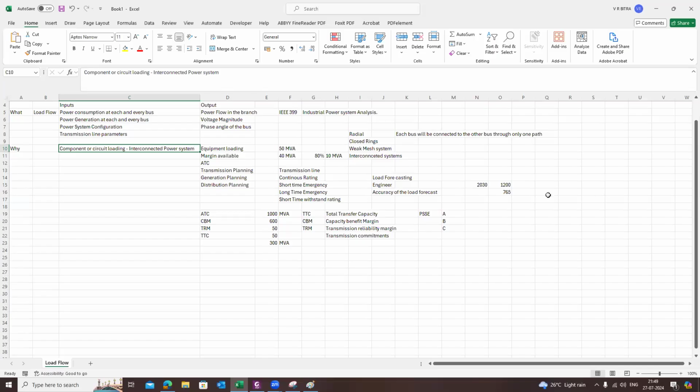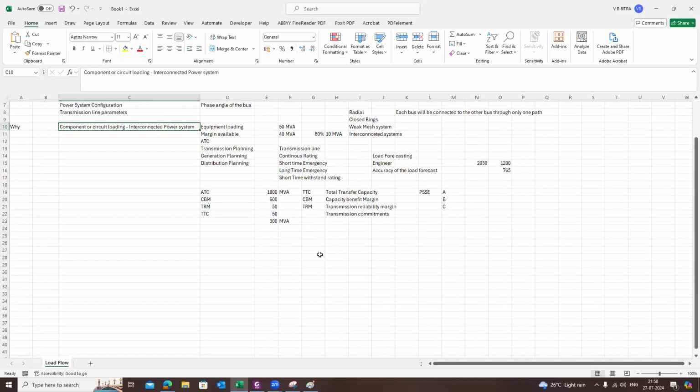And for that, load forecasting is also important with respect to the short, medium, and long-term emergency ratings. Similarly, generation, transmission, and distribution planning are also both short-term and long-term.